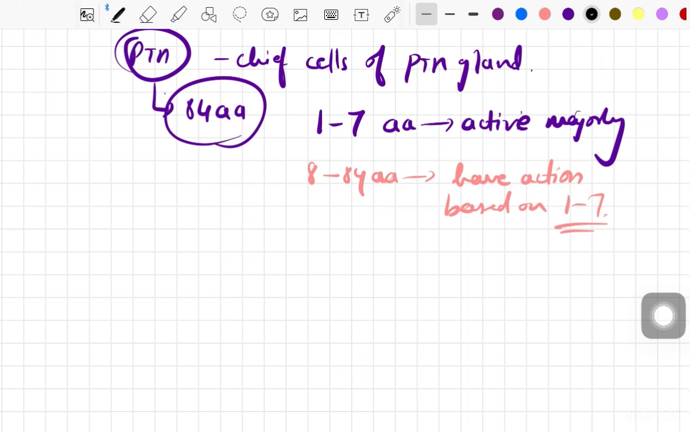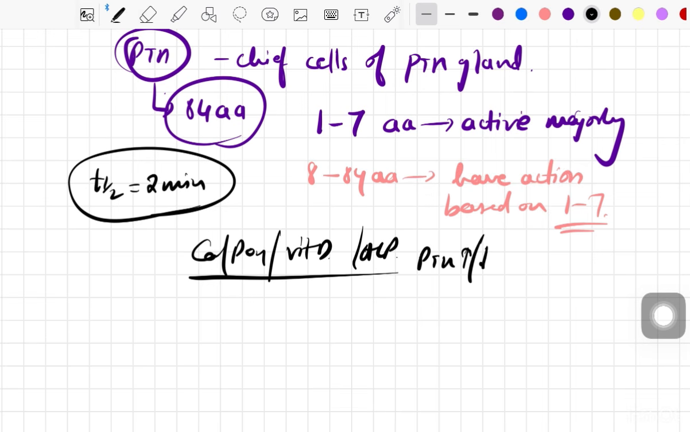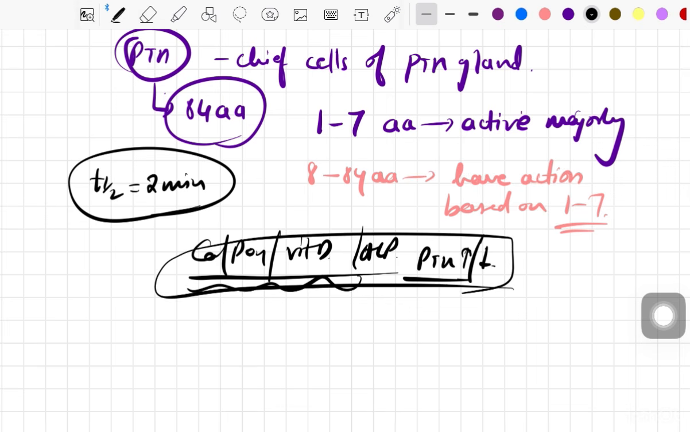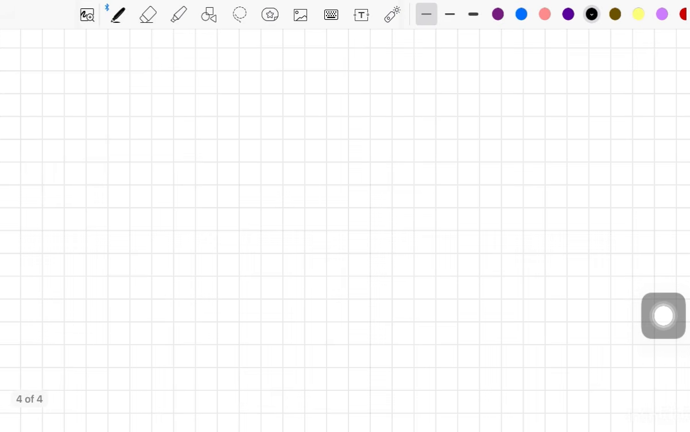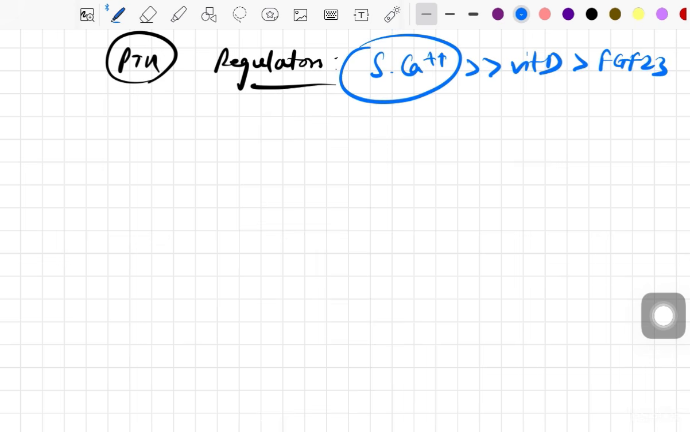Now this parathyroid hormone has a very short half-life of just 2 minutes, and that's why we measure parathyroid hormone along with calcium, phosphorus, vitamin D and ALP together, because whenever PTH rises or falls, these levels of other hormones will also rise or fall, and hence we have to measure them concurrently and not separately. The major regulators of the hormone are mainly serum calcium, more than vitamin D, more than FGF23, and among calcium it is hypocalcemia which is a major regulator when compared with hypercalcemia.